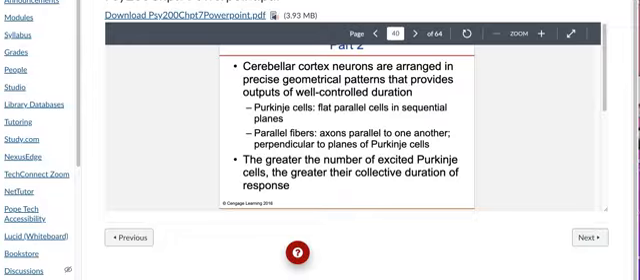Granule cells are the most numerous neurons in the entire brain. They're tiny, but they play a big role. Each one sends axons upward into the molecular layer where they split into parallel fibers.